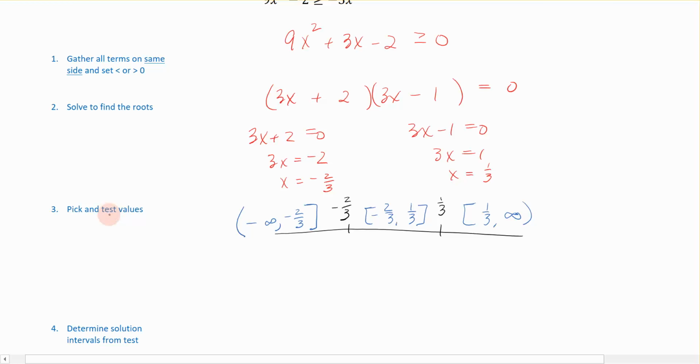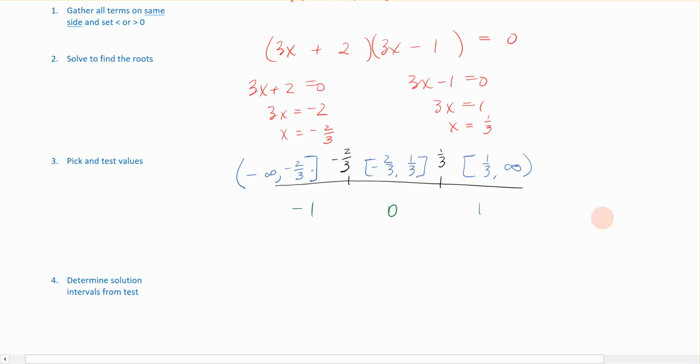Now, we're going to pick test values. To the left of negative 2/3, the easiest one I'm going to pick is negative 1. In the center, I need to pick some number between negative 2/3 and positive 1/3. Well, the next easiest number would be 0. And on the right, I'm going to pick a number to the right of 1/3, and that would be positive 1. So those are just the easiest numbers I've chosen. You can pick whatever numbers you want as long as they're on the left of negative 2/3, in the middle, or on the right.